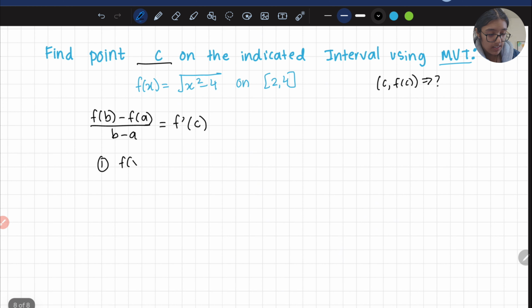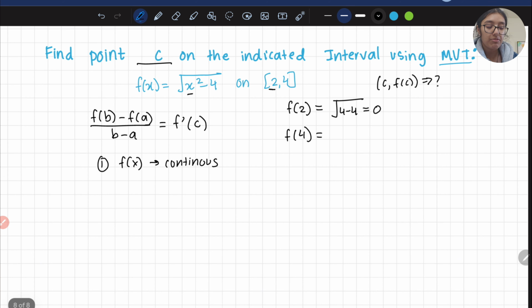So is f of x continuous? And in this case, f of x would be continuous. How do I know this? This is because if I replace 2 in f of x, I get square root of 4 minus 4, which is 0. So that's a valid point right there. And if I find f of 4, I get square root 16 minus 4. That's square root 12. We could simplify square root 12. That's 2 square root 3.